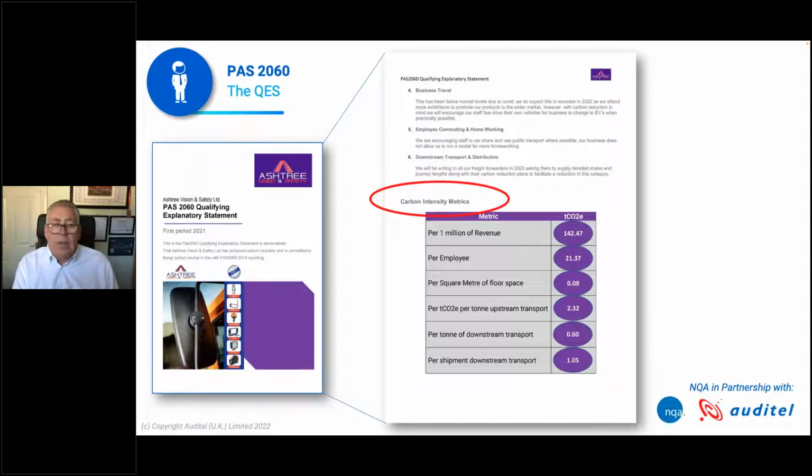So we've got all these KPIs that we can monitor. Even though the business fluctuates up and down, those emissions are the ones that we want to get down, and we're committing to them here in the QES.